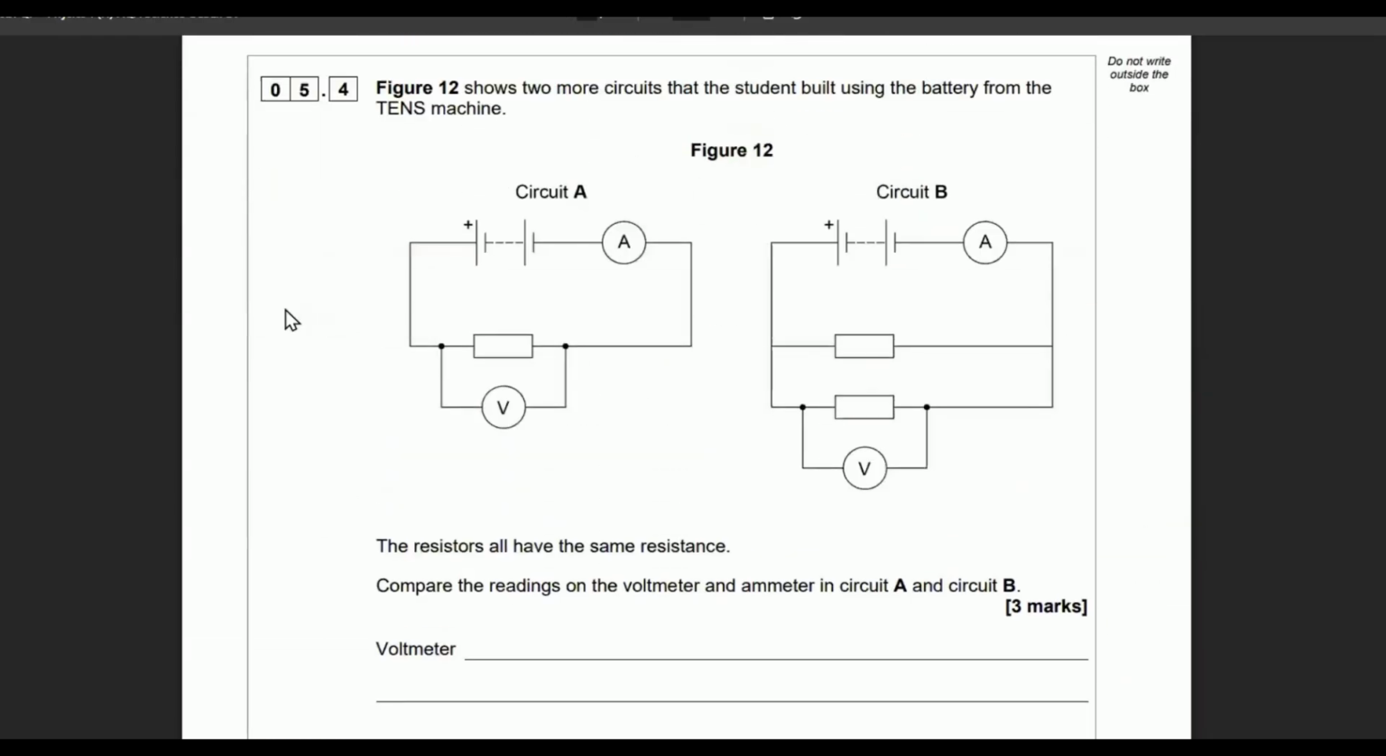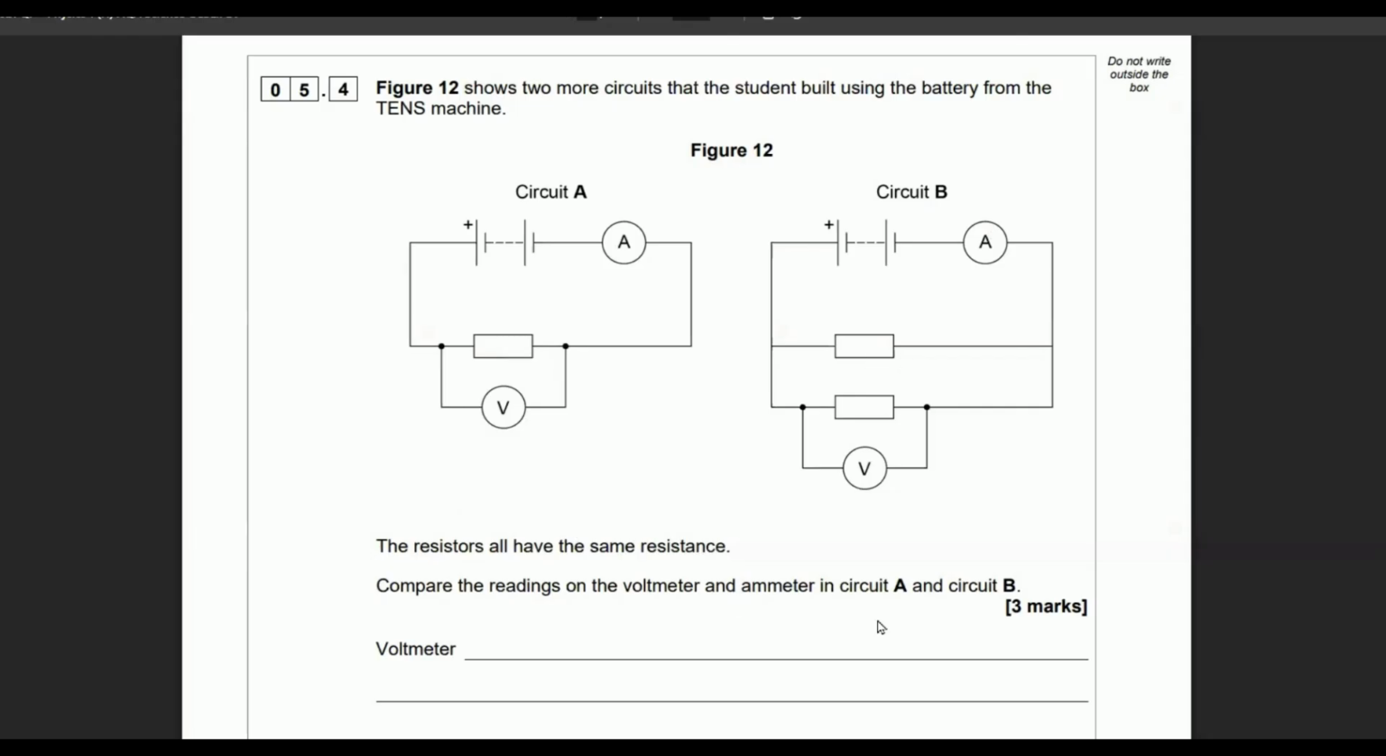Figure 12 shows two more circuits the student built using the battery from the tens machine. So that same battery, they're basically telling us it's the same battery. We've got an ammeter in series. Circuit A is a series circuit, fixed resistor, voltmeter in parallel. That doesn't affect that this is series. Circuit B, an ammeter with a parallel circuit. We've got two fixed resistors in parallel to each other. The resistors all have the same resistance. They're giving us some more clues.